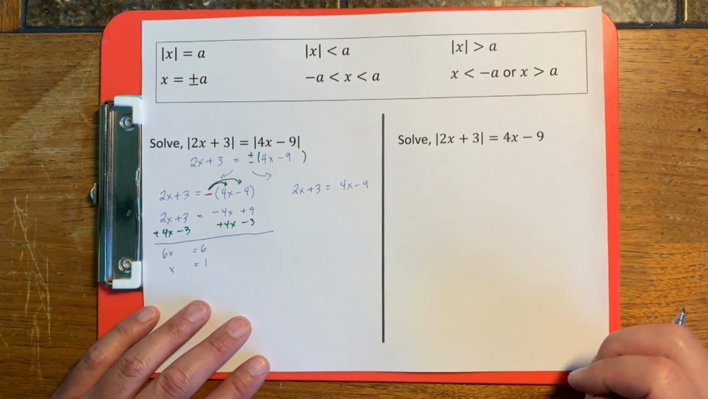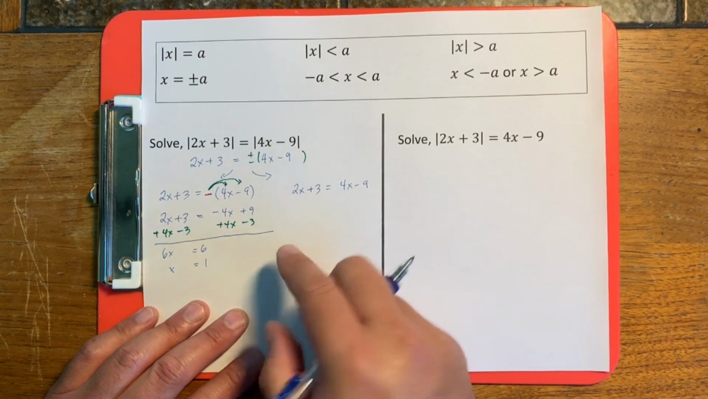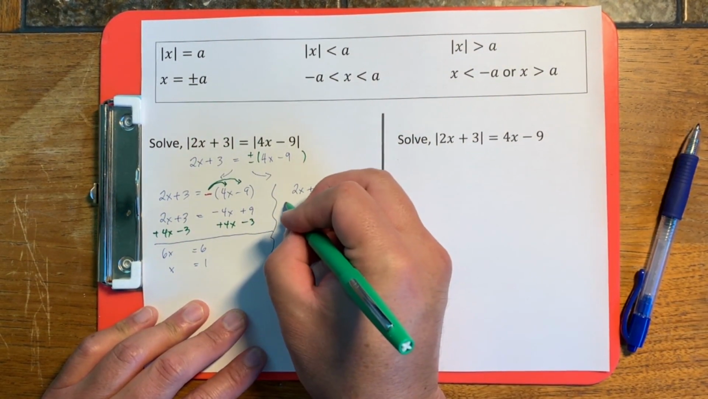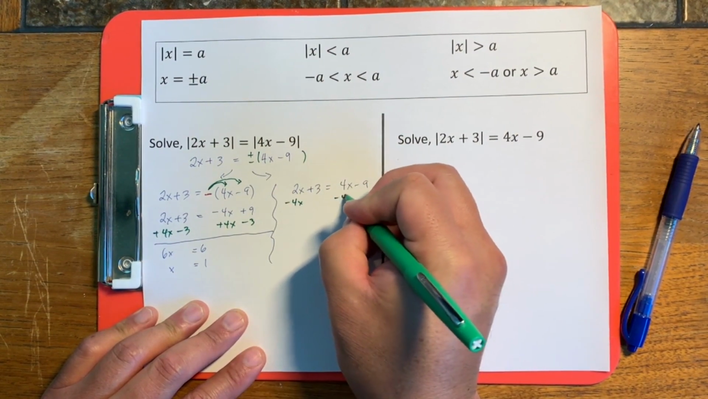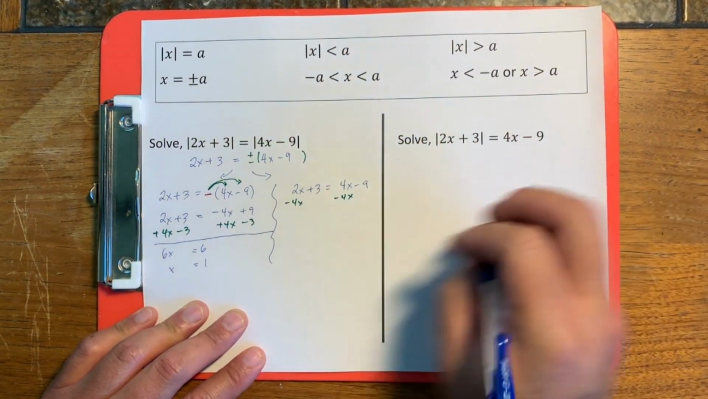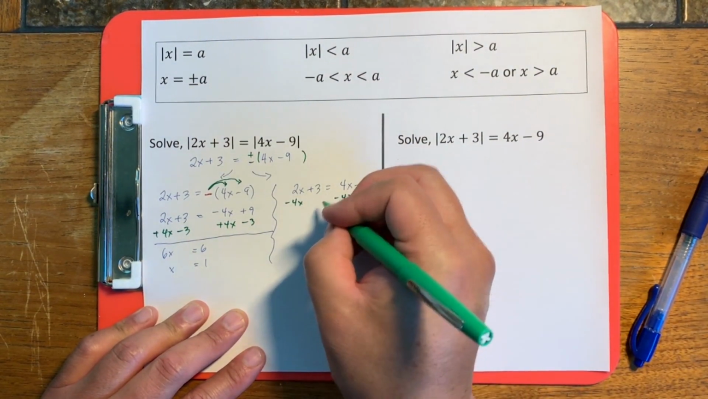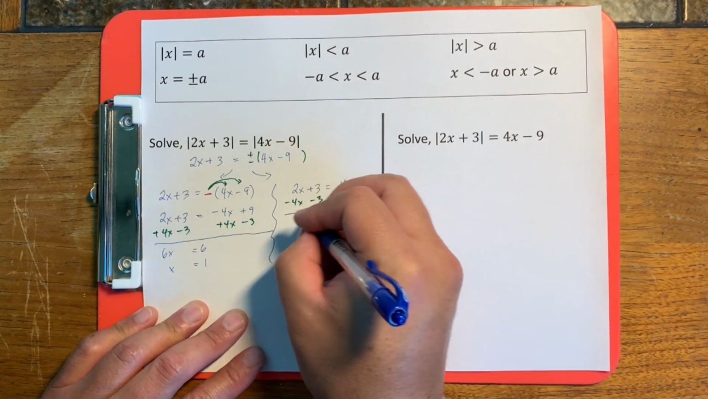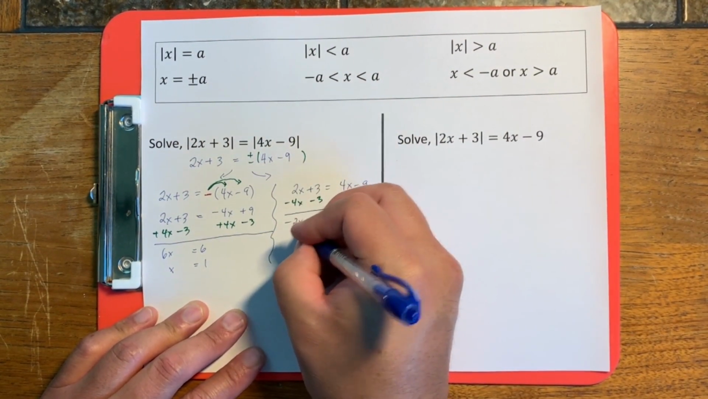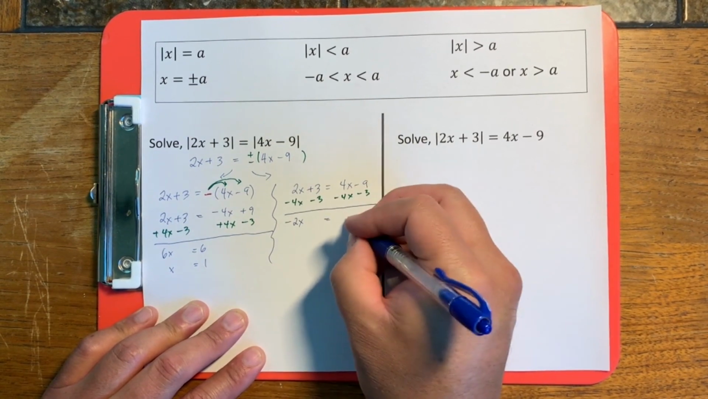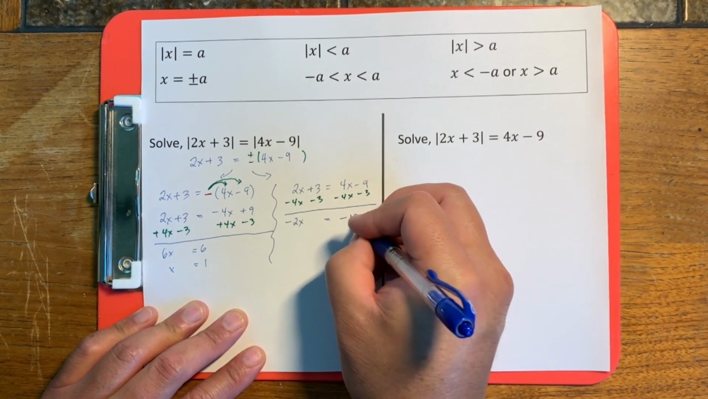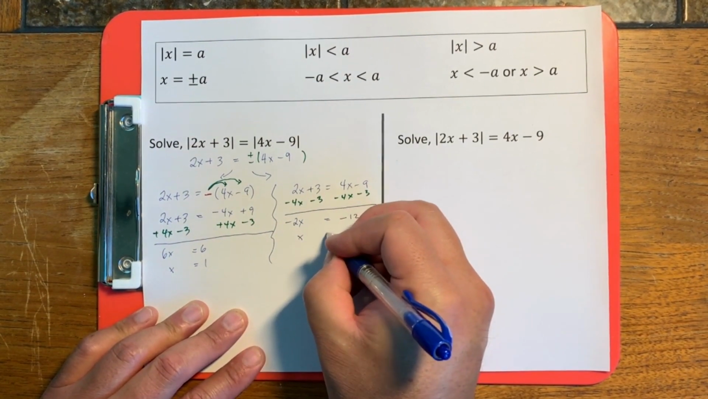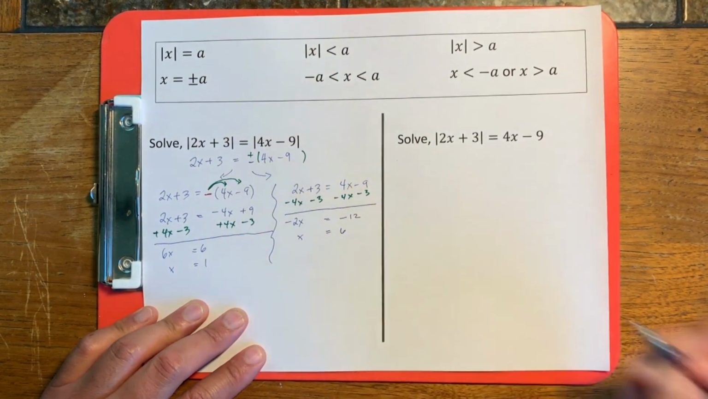Okay, now let's do the same thing on this side. We're going to subtract the 4x to both sides. And then we're also going to subtract the 3 to both sides. And now I'll get -2x is equal to -12. And then when I divide both sides by -2, I should get x is equal to 6.